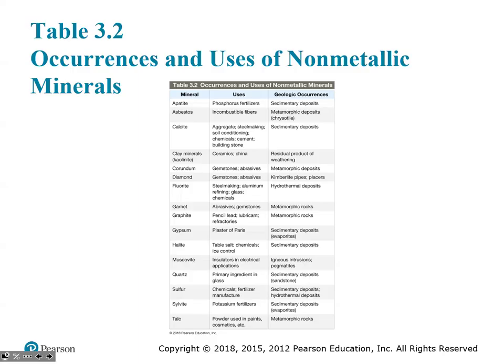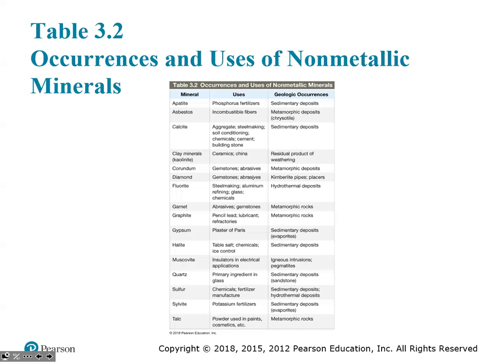Clay minerals are used in ceramics and china. This is a residual product of weathering. Corundum is used for gemstones or abrasives. It comes from metamorphic deposits. Diamonds are used for gemstones or abrasives. They come from kimberlite pipes or placers. Fluorite is used in steel making, aluminum refining, glass, and various other chemicals. These come from hydrothermal deposits.